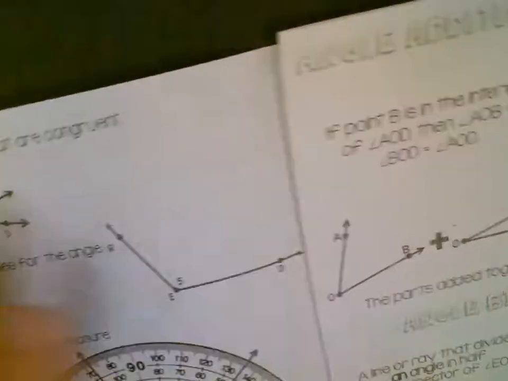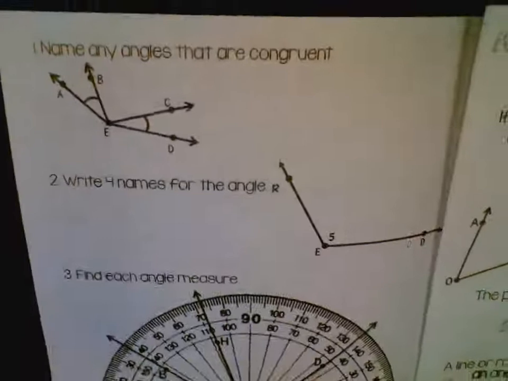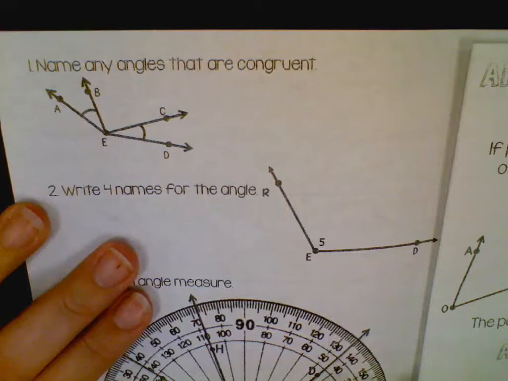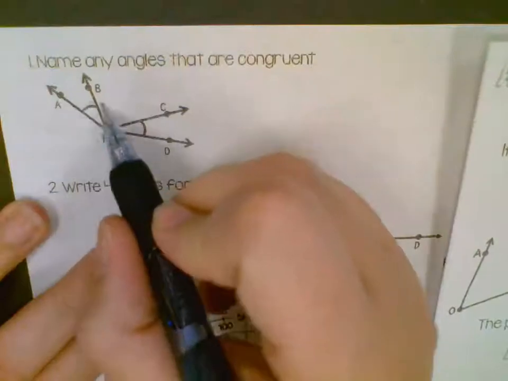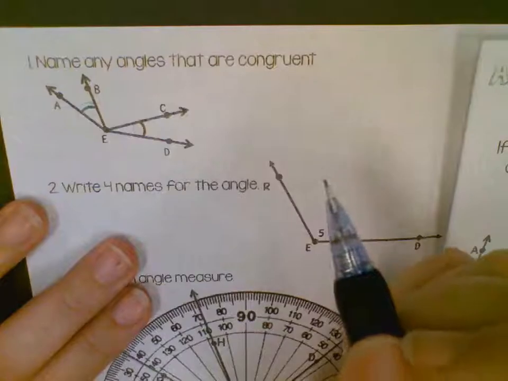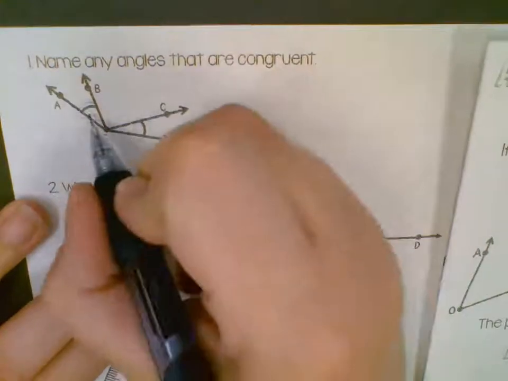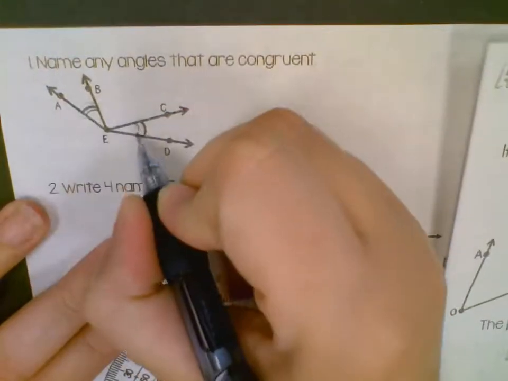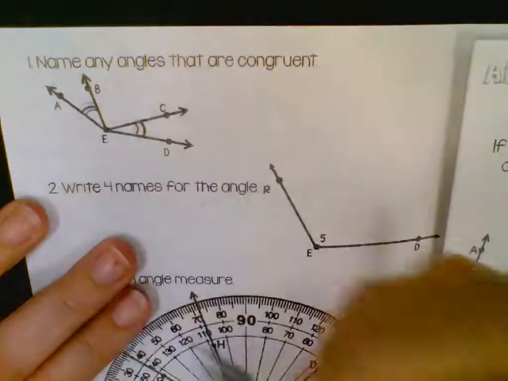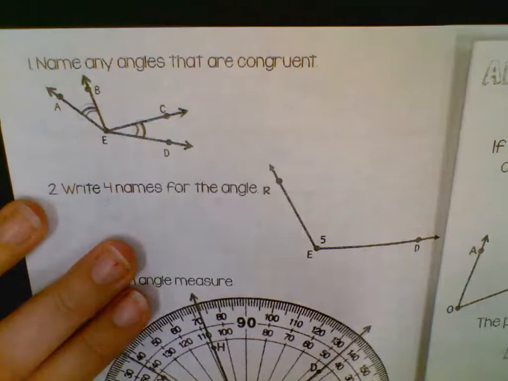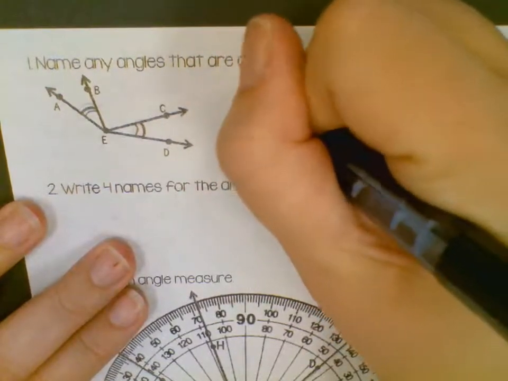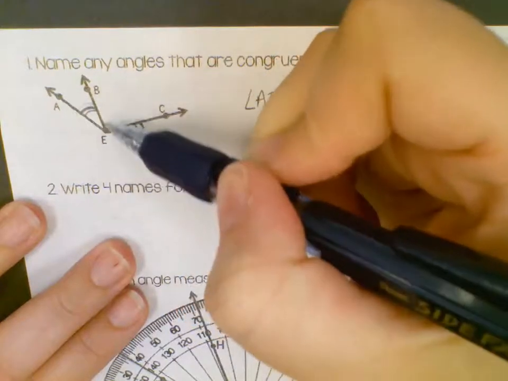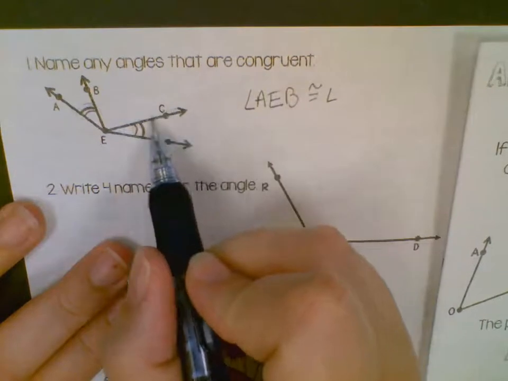So over here, we're just practicing what we just learned. Okay, so if we have to name the angles that are congruent, we can use those congruency symbols. Okay, so that's how they work for an angle. They have an arc. Sometimes if there's more than one angle pair that's congruent in a picture, they can add arcs. So if they have two arcs, they're congruent, or if they had three arcs, they'd be congruent to each other. Okay, so the names of those angles are angle AEB is congruent to angle CED.